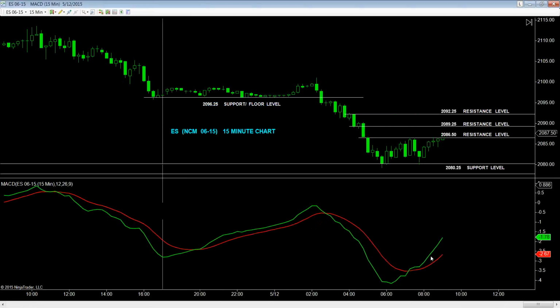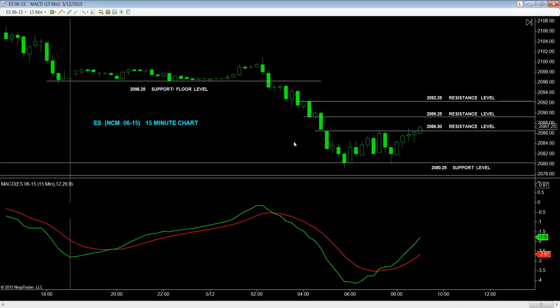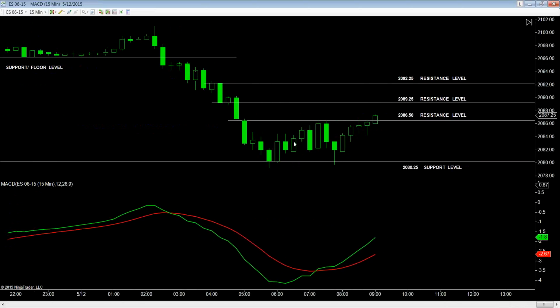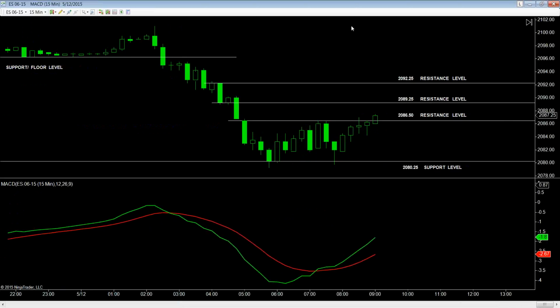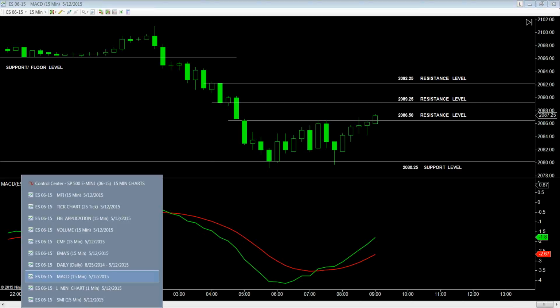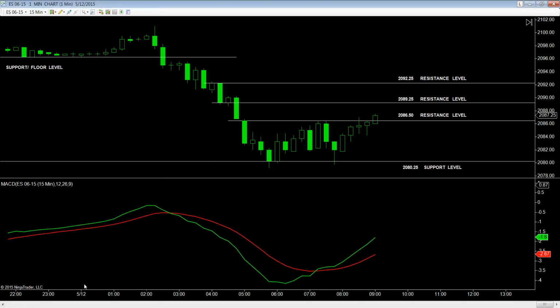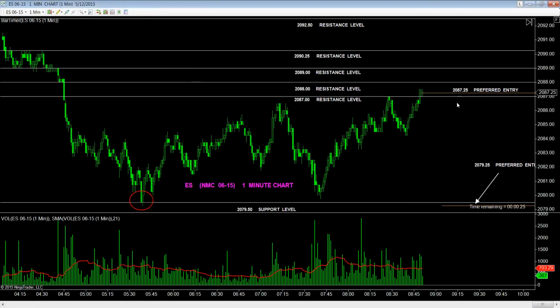Here on the MACD, disparity is wide, indicating that the trend has officially changed from one direction to another, and we are above the 15-minute level, as you can see here at 2086.50. The 15-minute level being the approximated level for the 1-minute chart, and the 1-minute chart providing us the exact entry point. Now, prices are still holding at 2087.25 as we speak, waiting to see if the additional volume will come in or not.